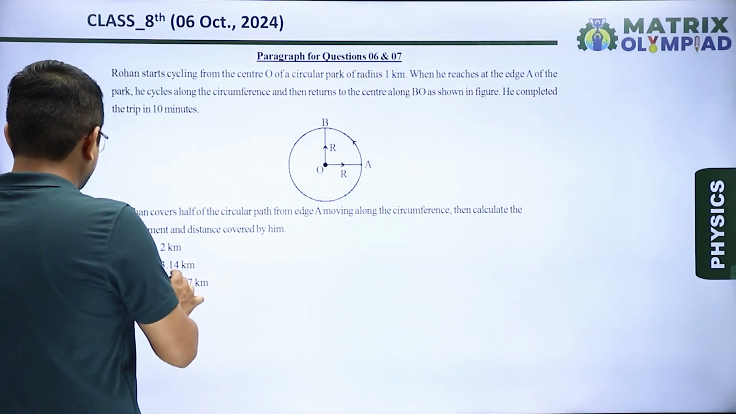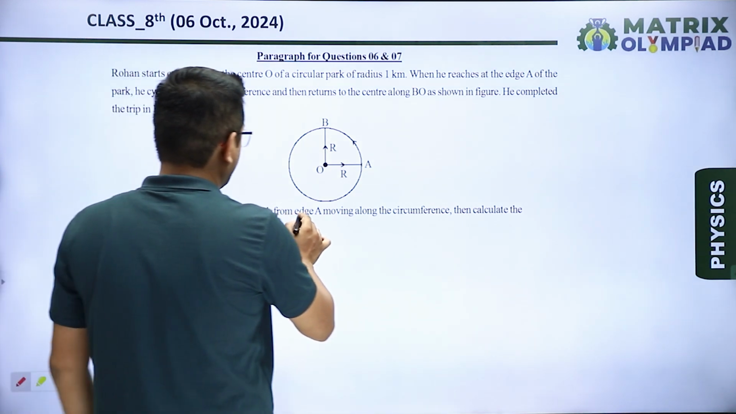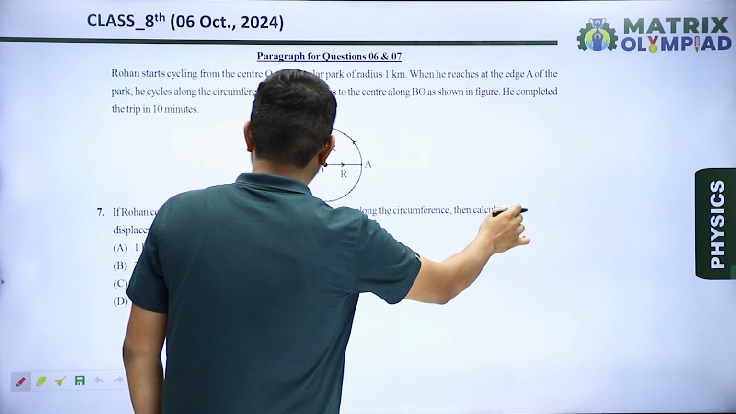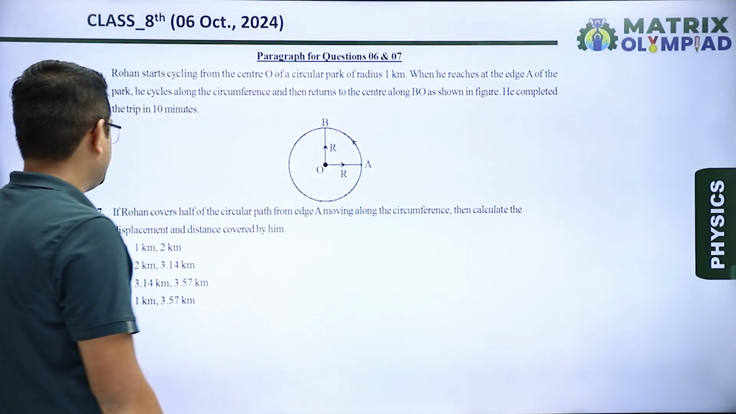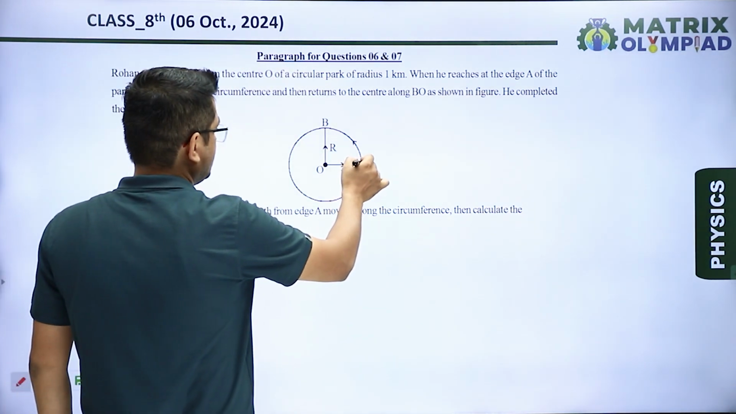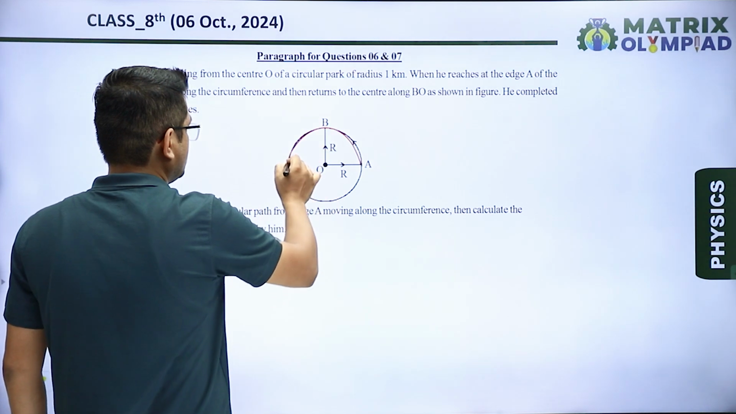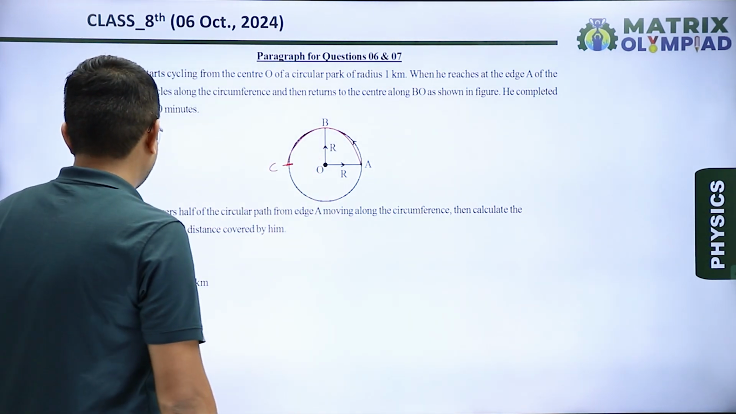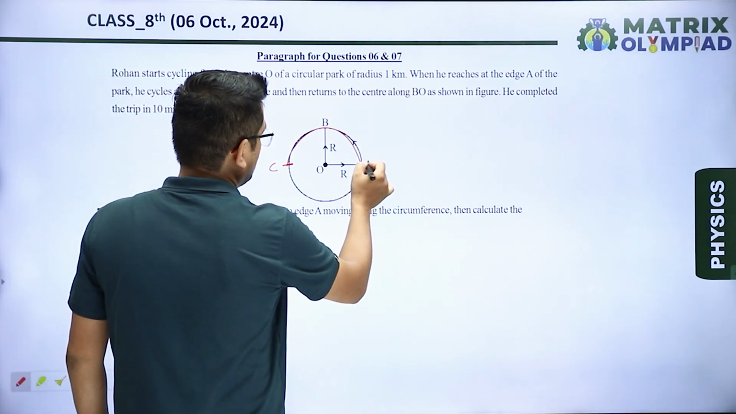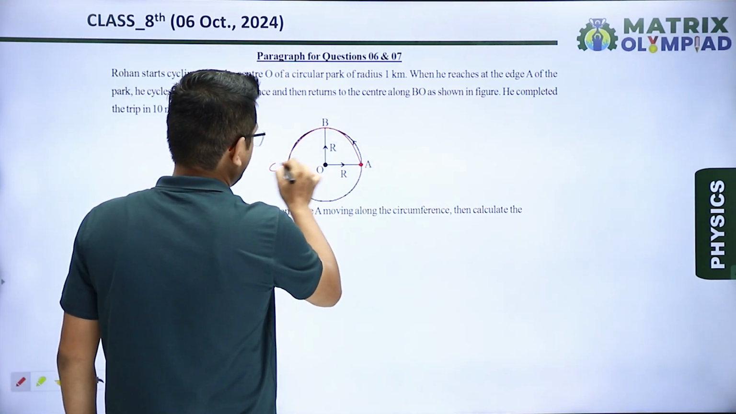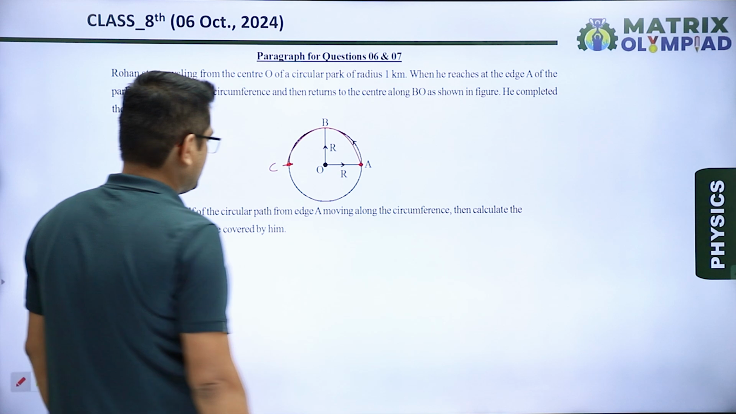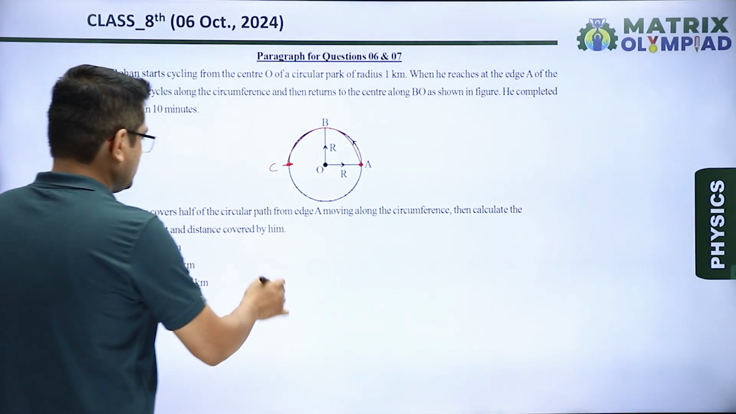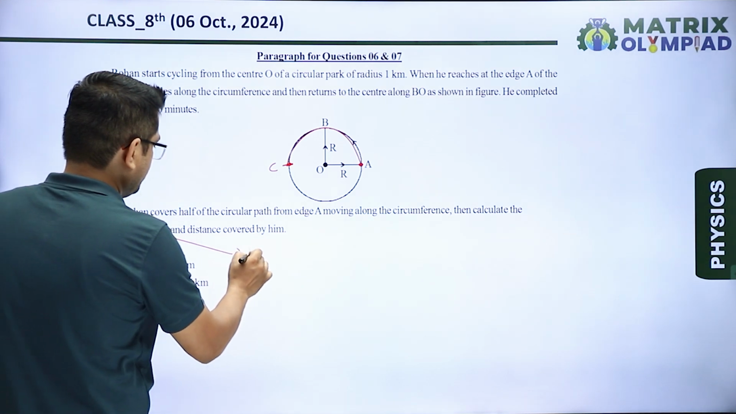If Rohan covers half of the circular path from point A moving along the circumference, then calculate the displacement and distance covered by him. That means if he is moving from point A to this point, let's say C. In that case, we know that displacement is the shortest distance between the initial and final position. So it is equal to the diameter of the circle, which will be 2 kilometers. So displacement is 2 kilometers.